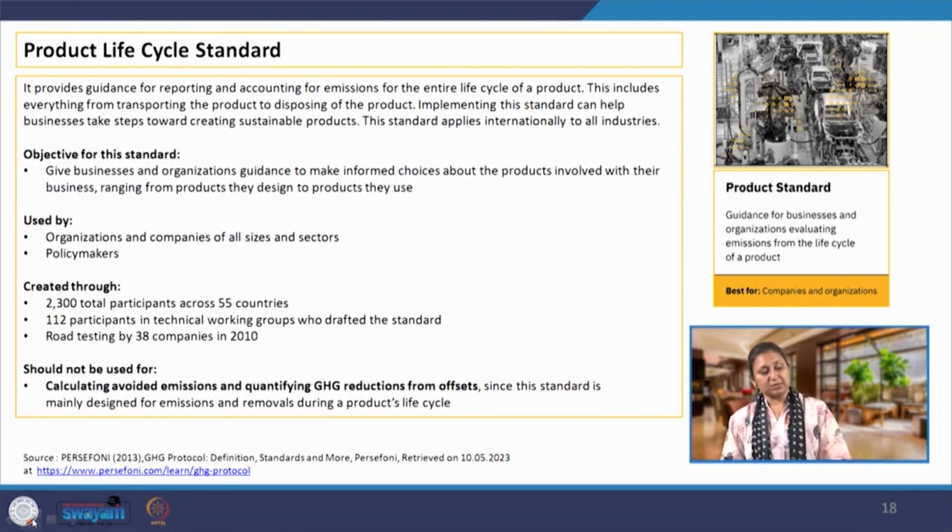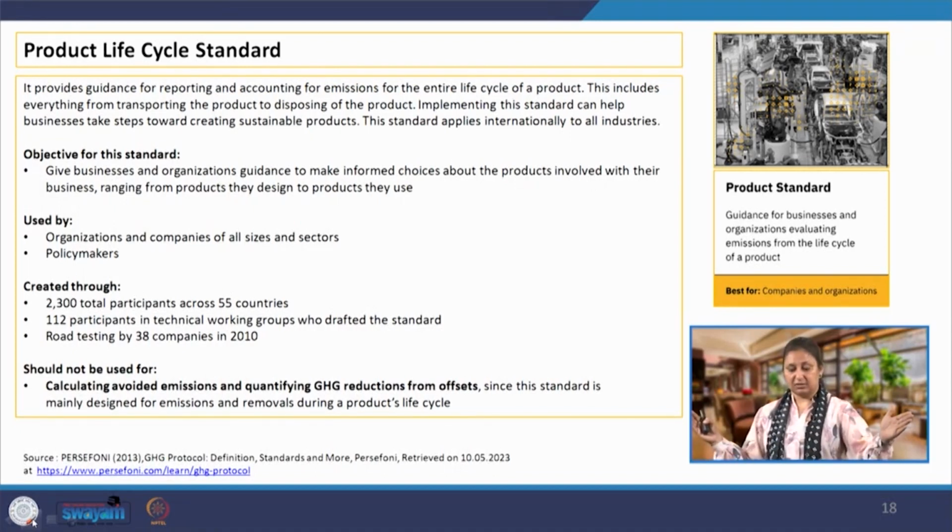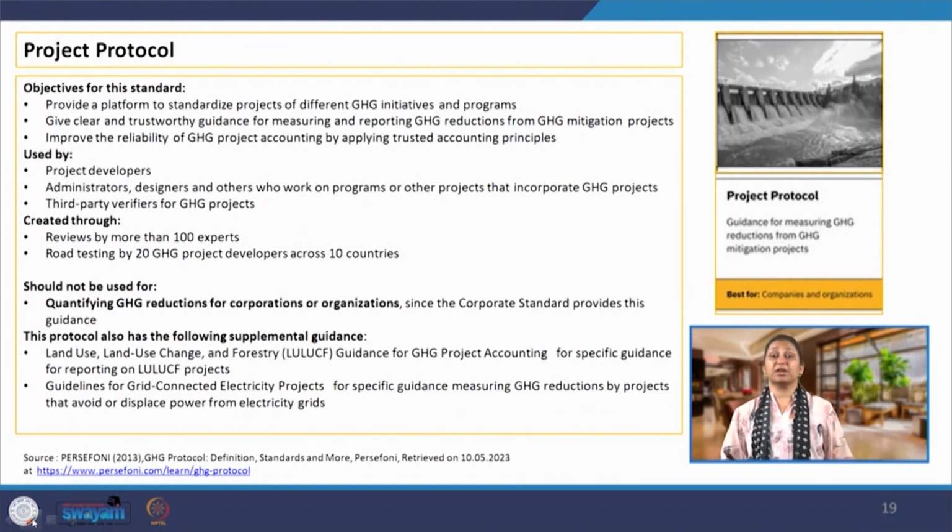So, the next one is the product life cycle standard, where we are talking about the life cycle of the entire product that is being delivered. As a final product, for example, for this particular developer house which we were just talking about, if the building is the final product, what is the product life cycle emissions is what we are going to cover in this particular standard.